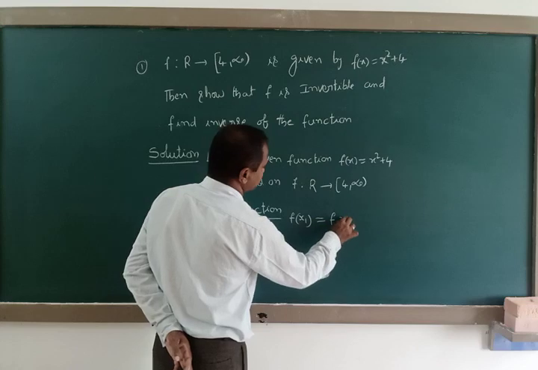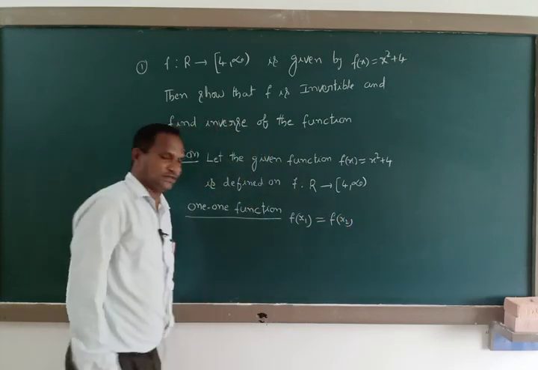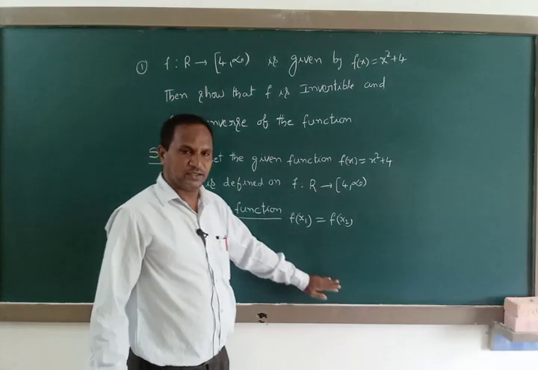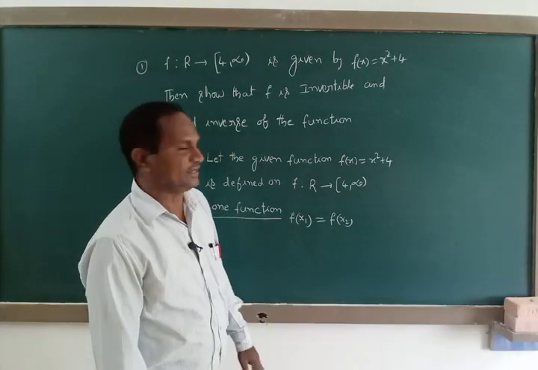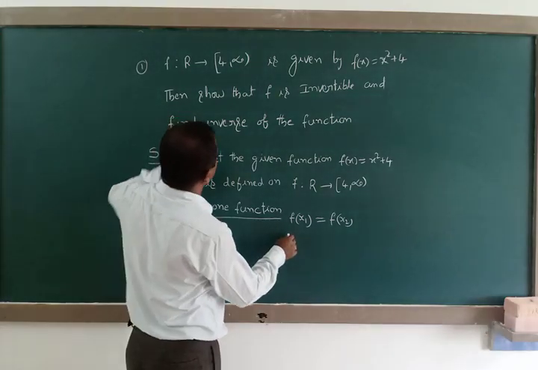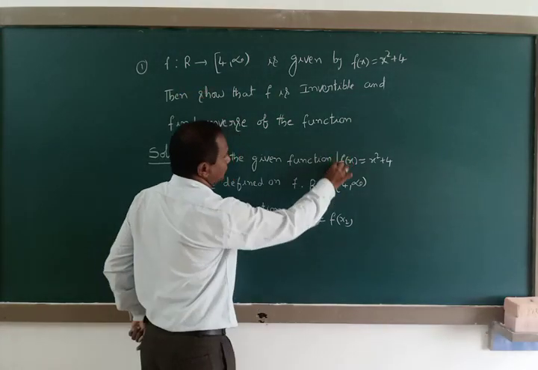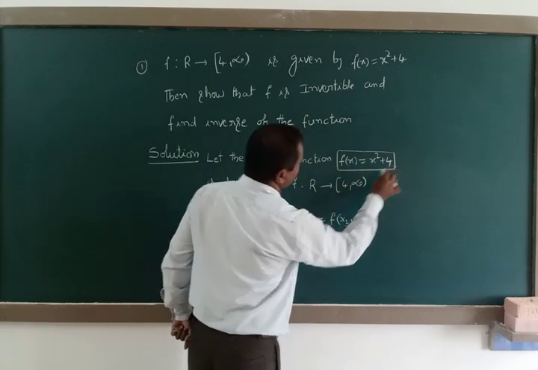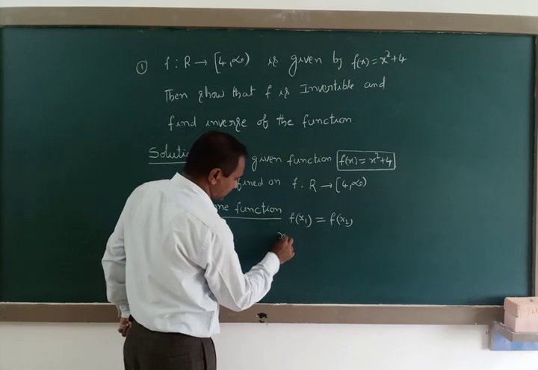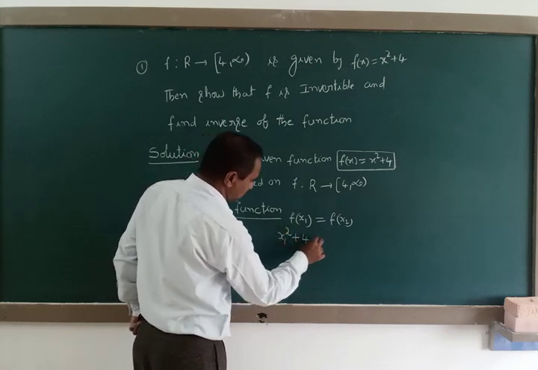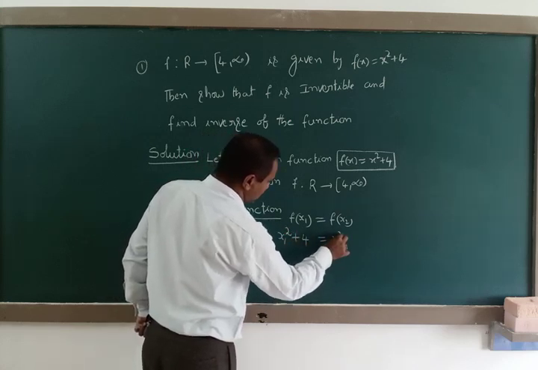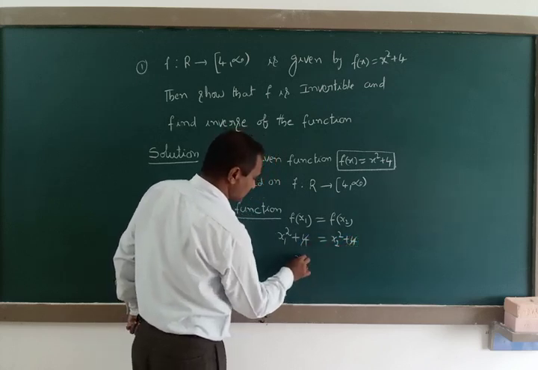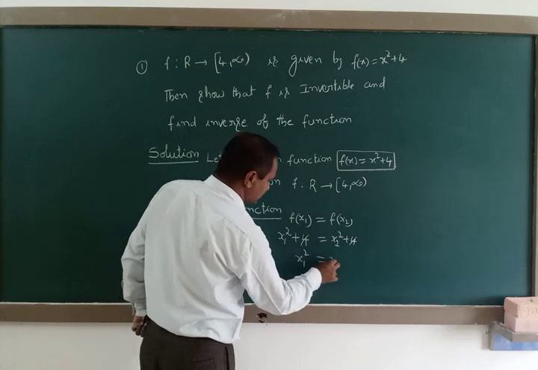We consider this equation f of x1 is equal to f of x2. On solving, finally we should get x1 is equal to x2. F of x1, they already gave f of x is equal to x square plus 4. Then f of x1 becomes x1 square plus 4, equal to x2 square plus 4. The 4 gets cancelled, and x1 square is equal to x2 square.